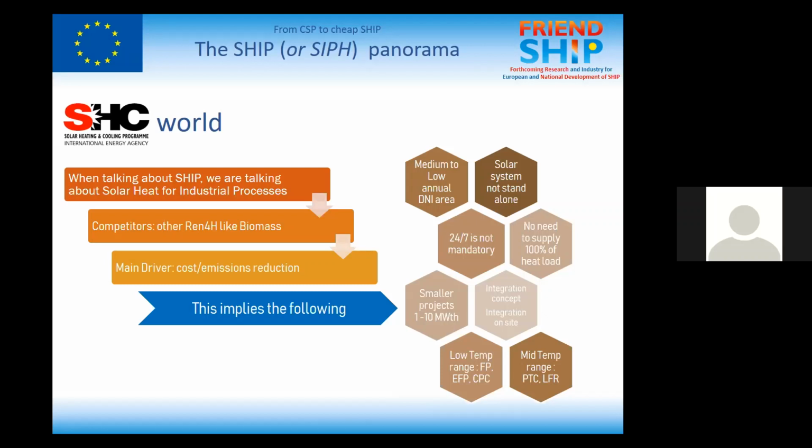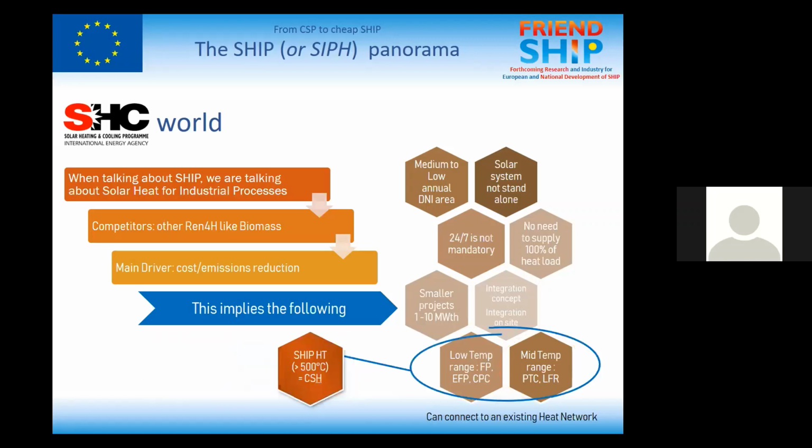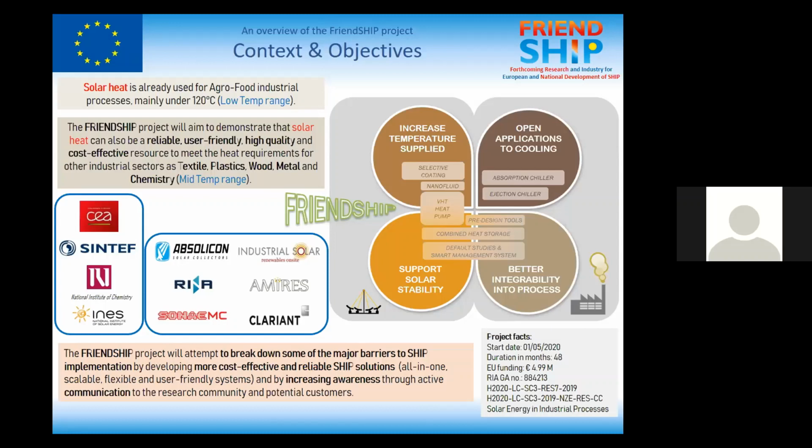there are two very interesting temperature ranges: the low range and the mid range. Low range is up to 150 degrees, and the mid range goes up to 400 to 500 degrees. And you can see that there is a chance for concentrated solar technologies like PTC or linear Fresnel receivers, or compound parabolic concentrators for low temperatures. This is a chance for those technologies that have been a bit superseded by towers in the CSP world. So this was my introduction, and now I will talk to you about the FriendSHIP project.